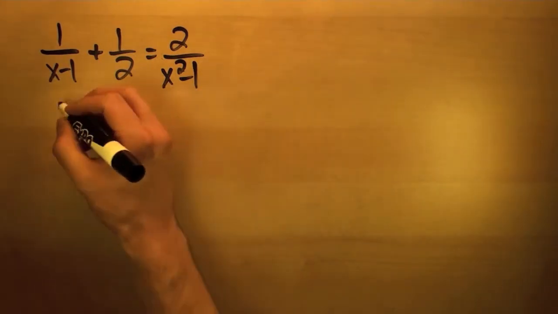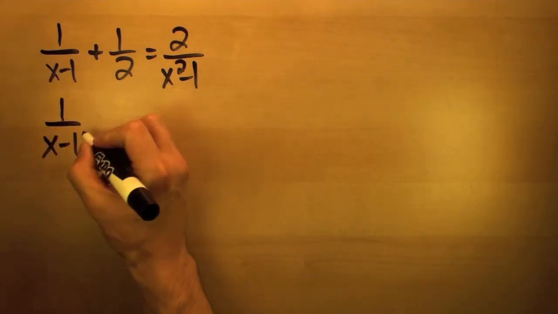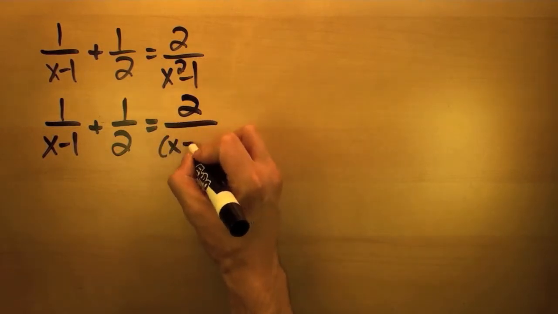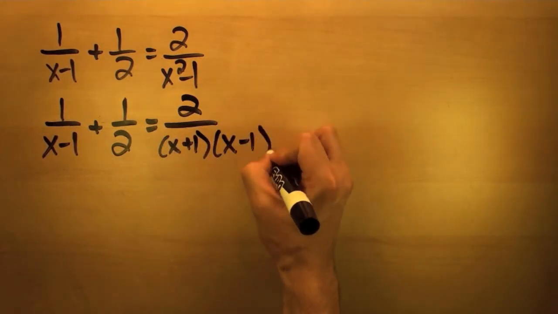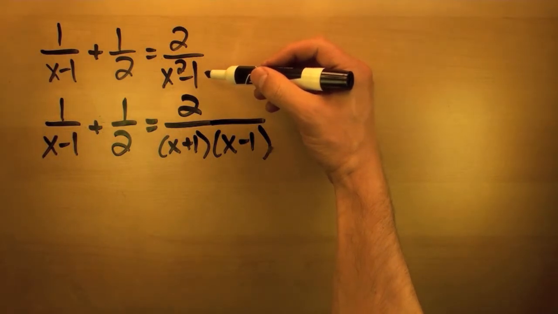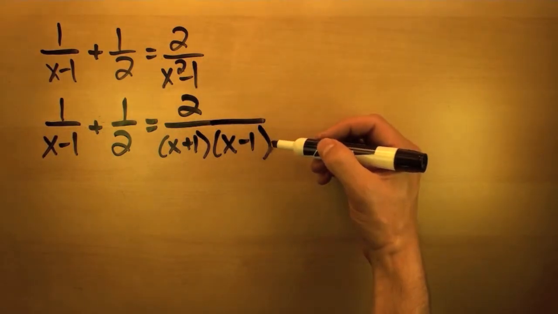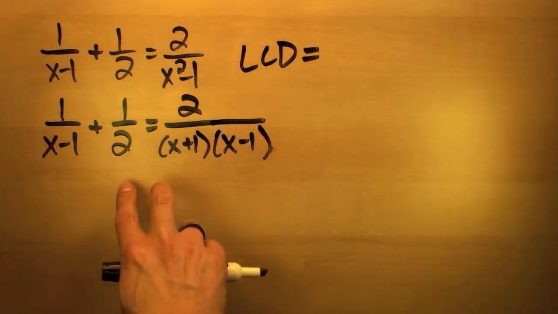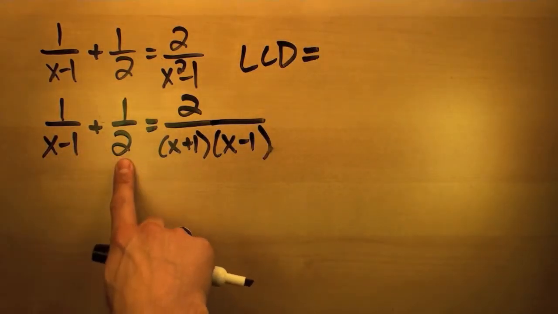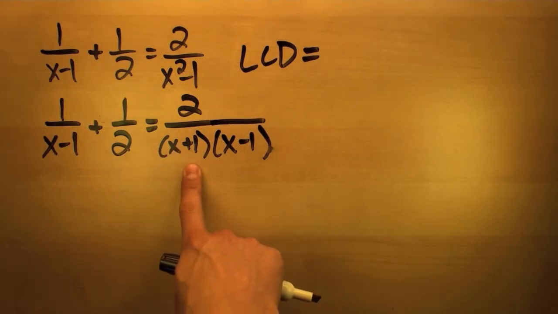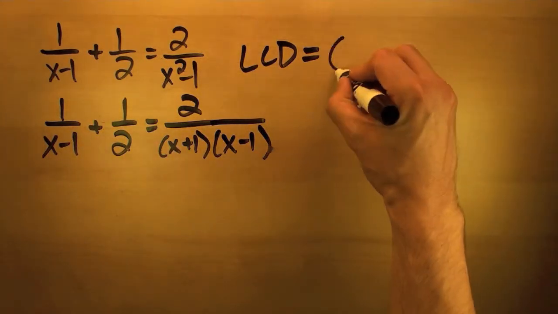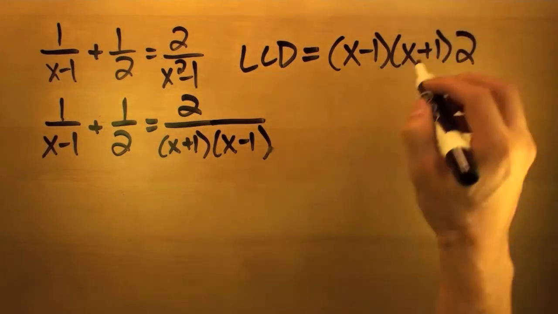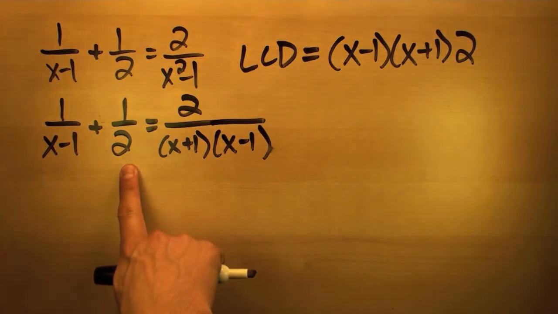So if we want to solve this rational equation right here, the first thing we should do is factor all the denominators. So this becomes 1 over x minus 1 plus 1/2 equals 2 over (x plus 1)(x minus 1), because x squared minus 1 is a difference of squares, so we can see how that factors. Once we have it in this form, we can see that the least common denominator is going to be (x minus 1) times 2, and then we pick up a factor of x plus 1 right here. So we have (x minus 1)(x plus 1), and then that 2 factor from here.